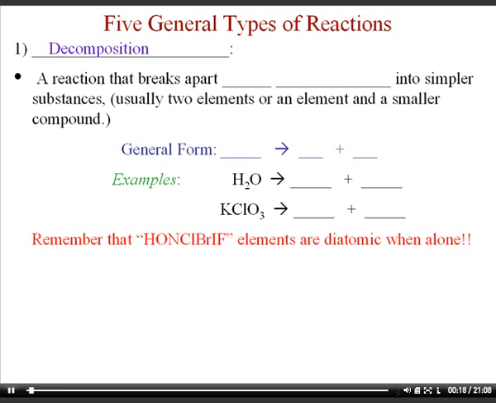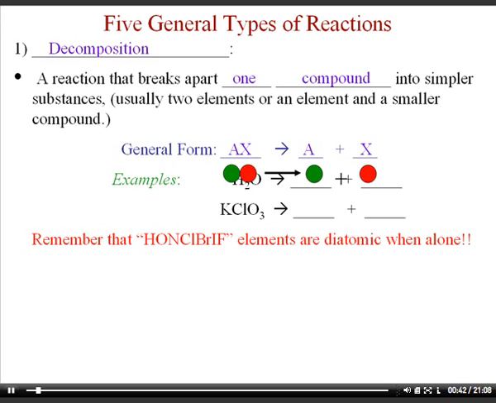It's a reaction that breaks apart one compound into simpler substances. And the simpler substances are usually 2 elements if it's a binary compound, or an element and a smaller compound than you started with. The general form looks like this. AX yields A plus X, where A is typically a metal and X is a nonmetal or some anion. And here's the first example we look at.